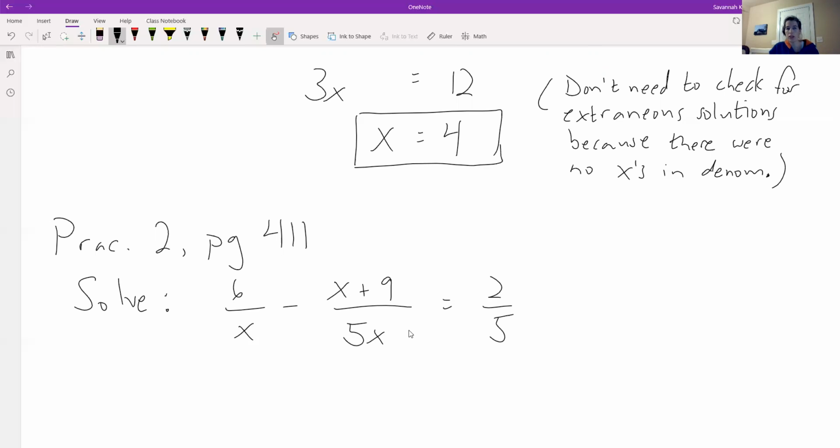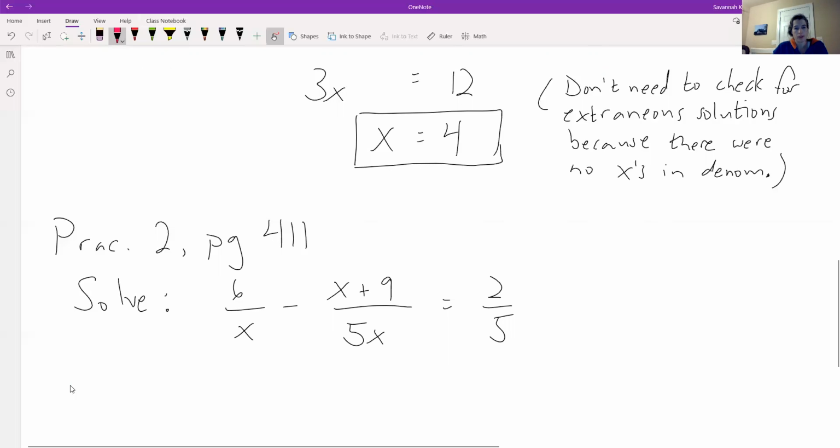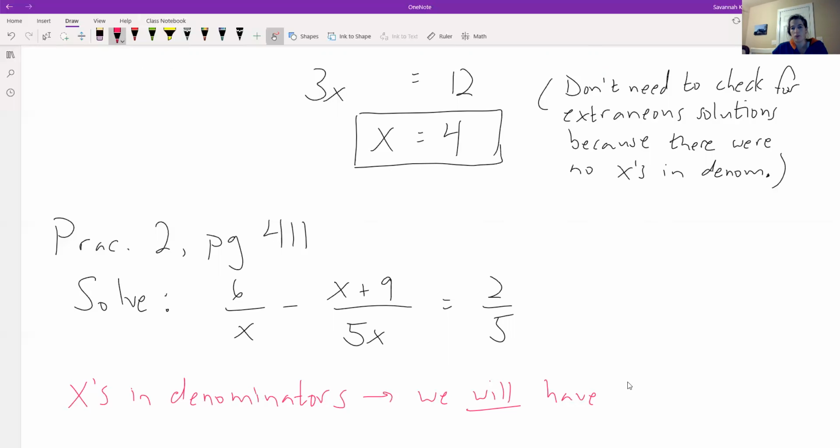Now, all we would need to kind of send warning bells going off in our mind would be for one of those denominators to have an x in it. If at least one of them has an x, we're going to have to think about extraneous solutions. Okay, so now there are x's in denominators. So we will have to be on the lookout for those extraneous solutions.